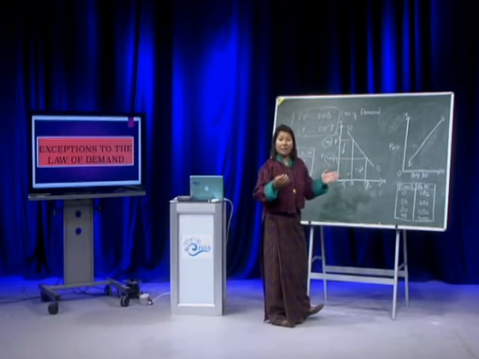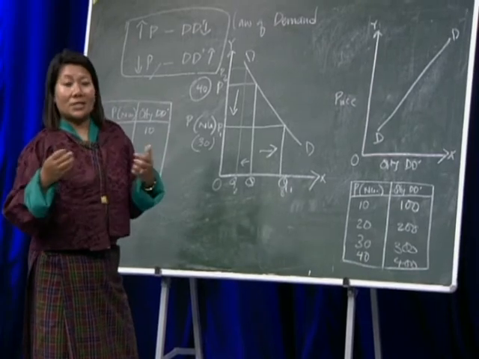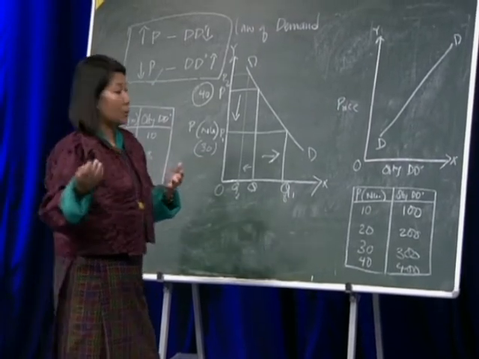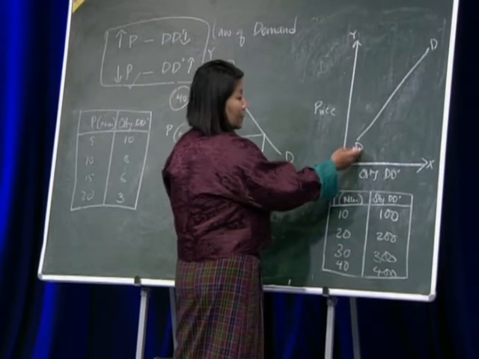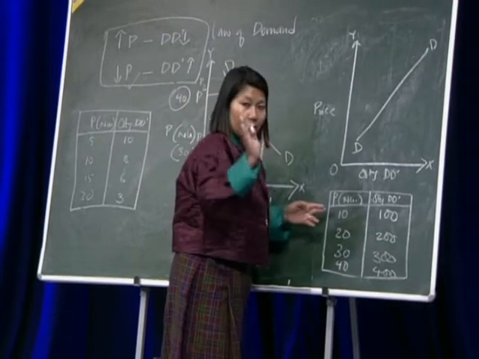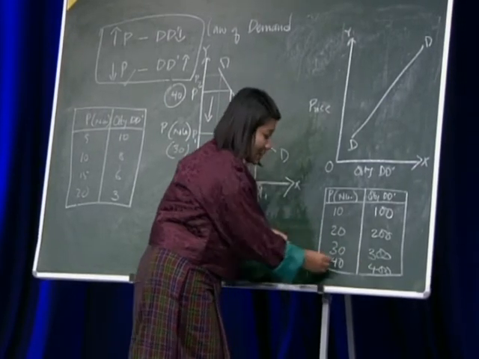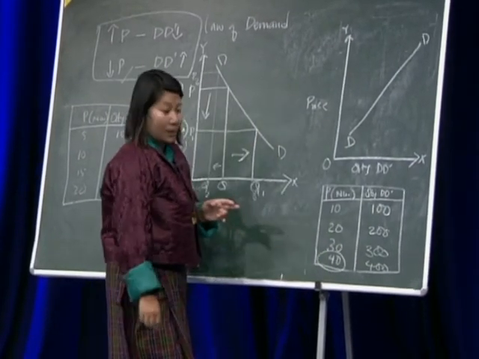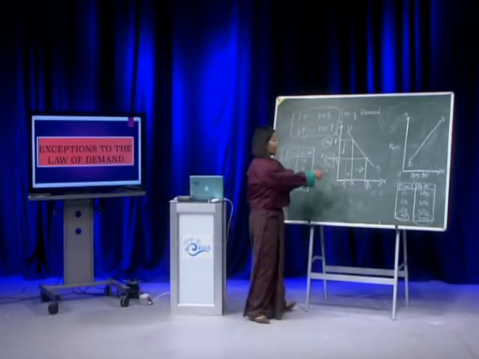But is it happening every day? No, it's not happening every day. It is happening once in a while, and there are certain factors we'll go through. So this is the exception to the law of demand curve, and this is the schedule. Remember, when price increases, demand is increasing. Look at the price, high is 40 here, and look at the quantity demanded, 400. Going against the law of demand.